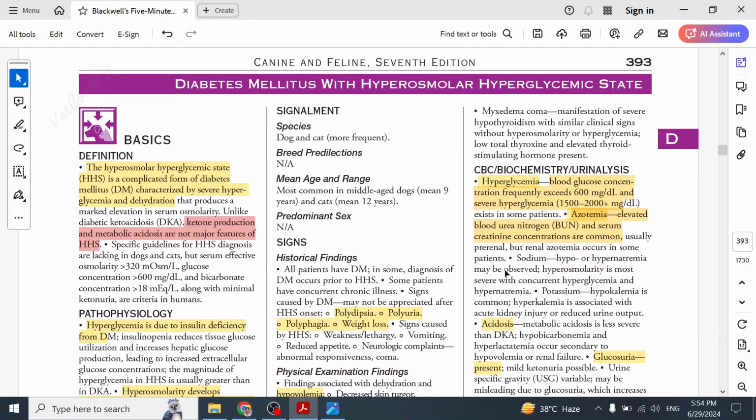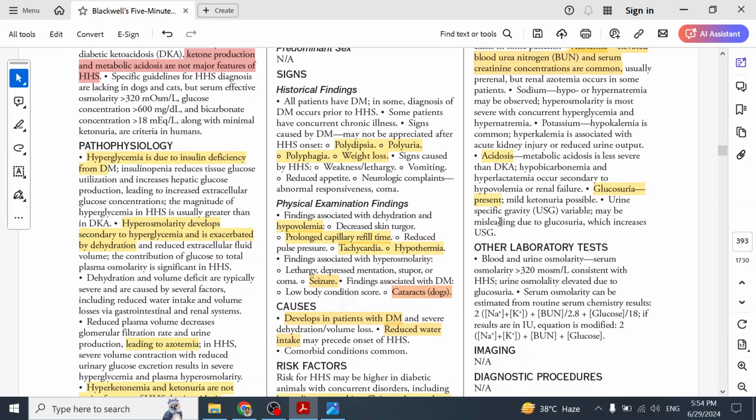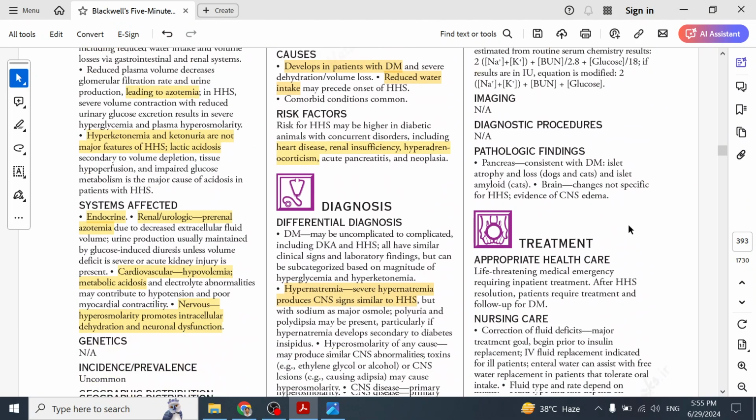So next, what we find on the lab work: hyperglycemia, which usually exceeds 600, or severe hyperglycemia exceeding 1500 or 2000 mg per deciliter. Then azotemia: blood urea nitrogen and serum creatinine are also high in blood serum. Then acidosis. Acidosis is less common than in DKA. Then glucosuria is present.